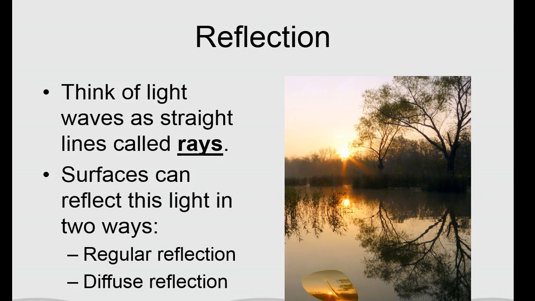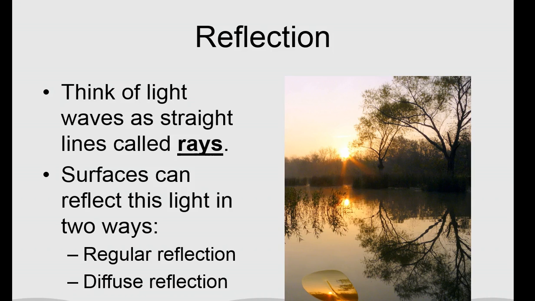So we're going to talk about reflection of mirrors. Last week we talked about the electromagnetic spectrum, which describes all the different types of waves that travel with electromagnetic radiation. When we think of light waves, we're talking about visible light. We should think of them as straight lines called rays of light. So even though they're waves, think of them as straight lines.